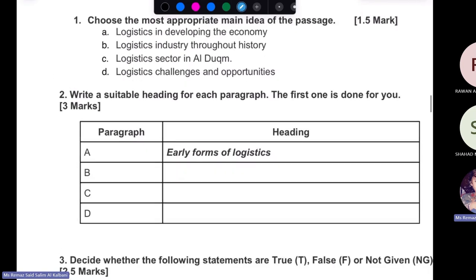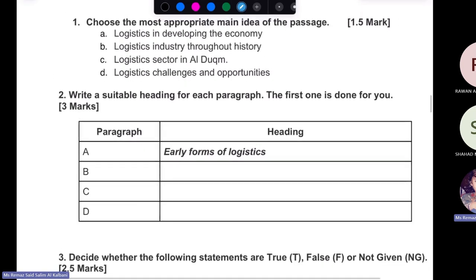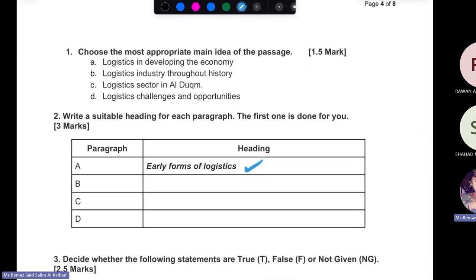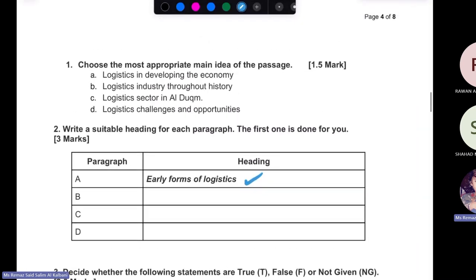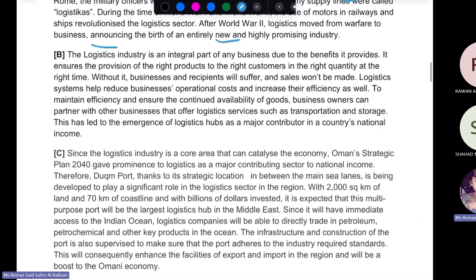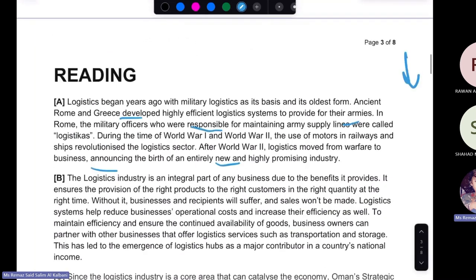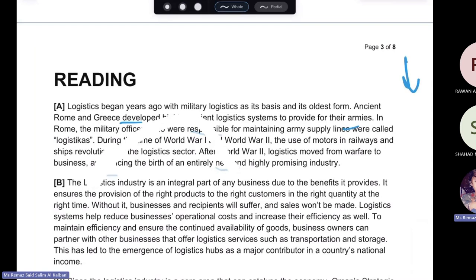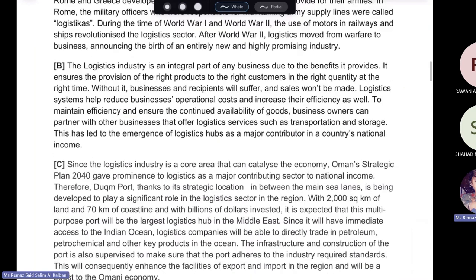Okay, now let's move to the second question. Write a suitable heading for each paragraph. The first one is done for you. This is the one that is done. Then when you read the first one, early forms of logistics, you go back to the paragraphs. Okay, this one is done, and the rest is waiting for you.